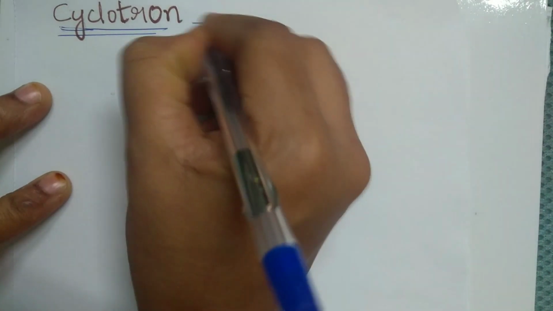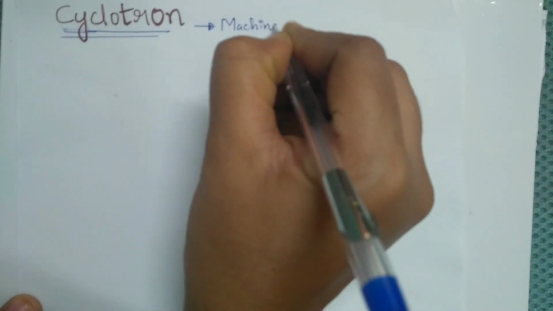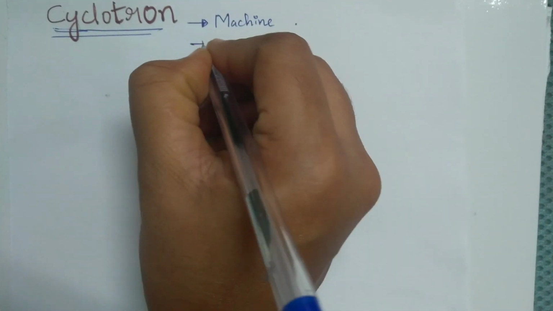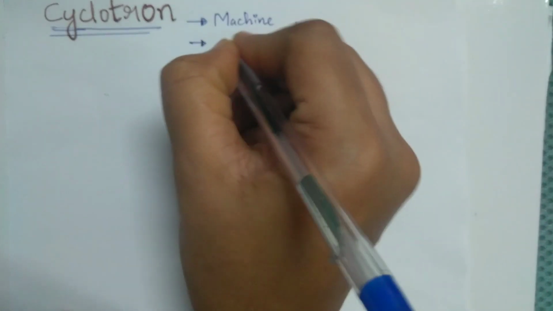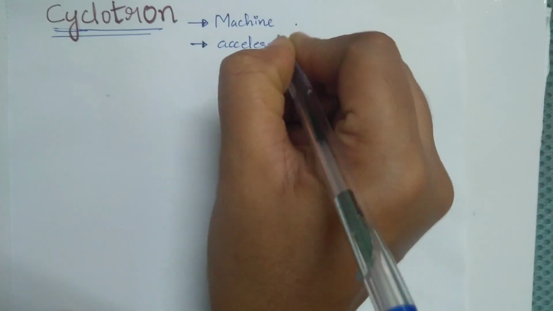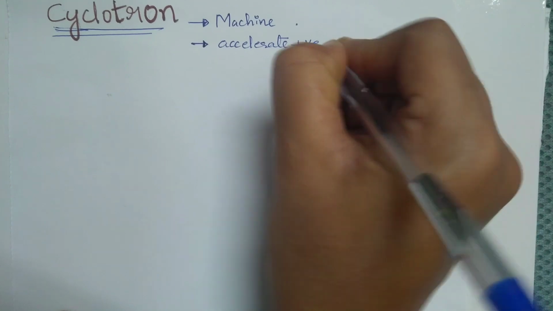Hello friends, in this video we are going to discuss the topic of cyclotron. So basically, the cyclotron is a machine. What is the purpose of this machine? It is used to accelerate positively charged ions. Why is it used? It is used to accelerate positively charged particles.